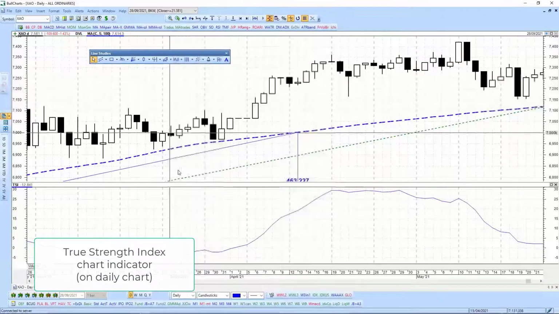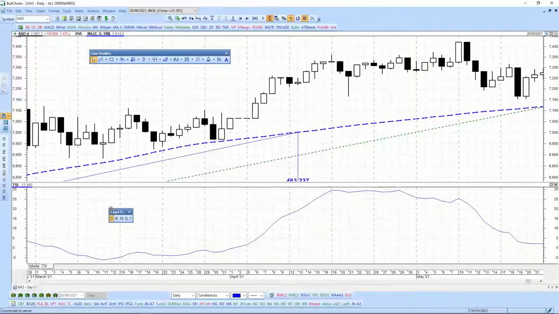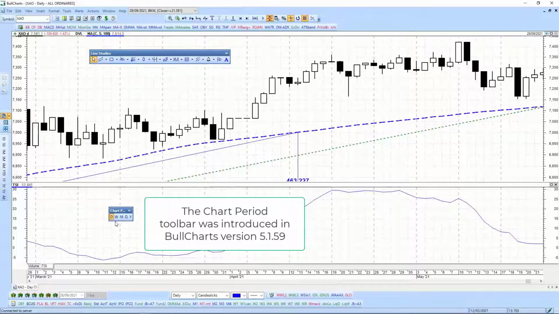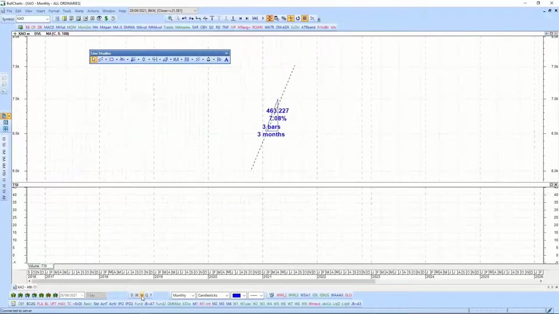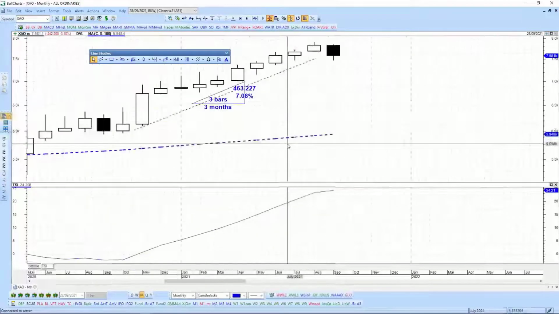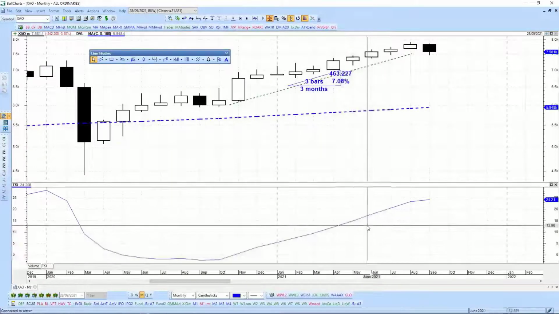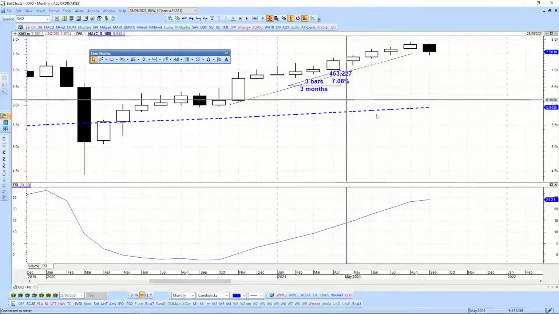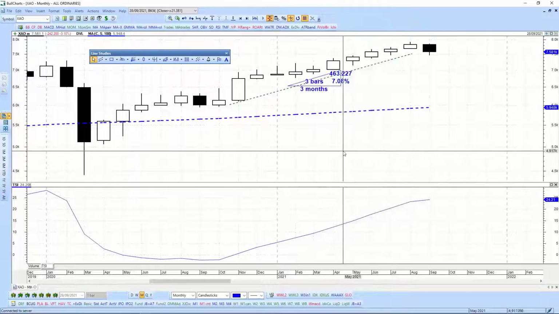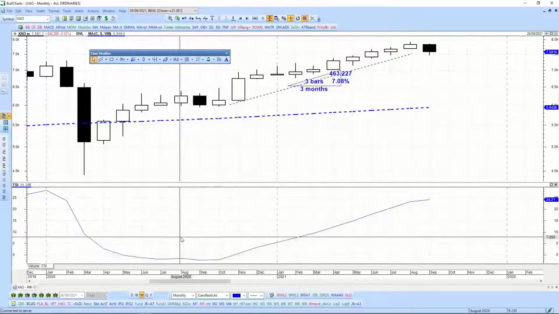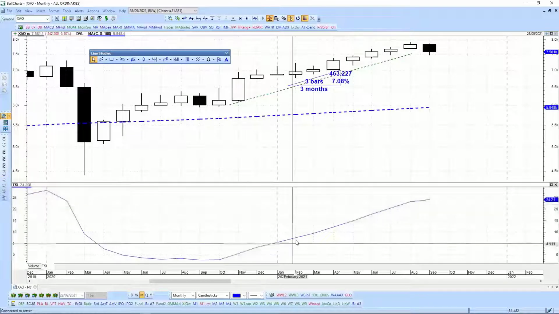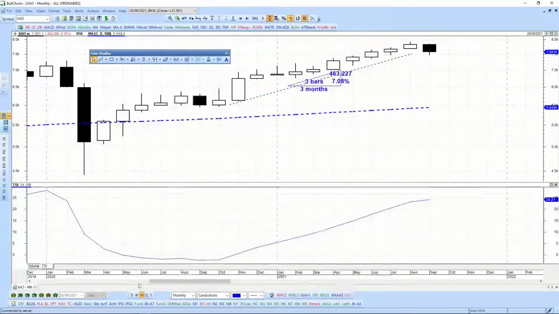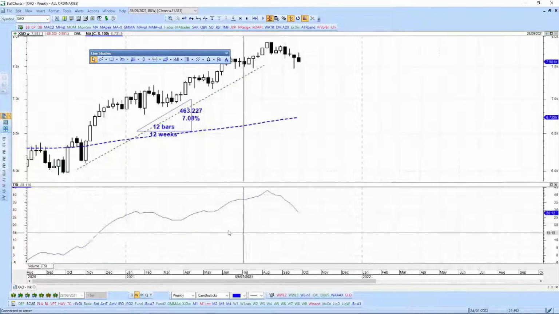Now I'm looking at a daily chart. If we switch from daily to weekly or monthly, now don't forget we've got this little toolbar that was added into a recent upgrade to BullCharts. I can easily switch this to weekly or to monthly. And in that situation, this true strength index indicator is looking fairly useful if we're happy to look at monthly charts. So what we've just seen is that this true strength index, TSI, seems to be useful here on this monthly chart, and maybe also on weekly. Maybe.